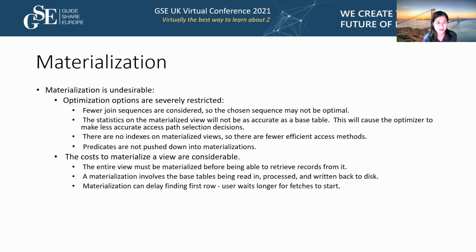Materialization of a view or table expression is undesirable because we don't have many opportunities for optimization. We have fewer join sequences to consider, and the chosen sequence may not be optimal. The statistics on the materialized view will not be as accurate as on the base table. This will cause the optimizer to make less accurate access path selection decisions. There are no indexes on the materialized view, so there are fewer efficient access methods, and predicates are not pushed into the materialization.